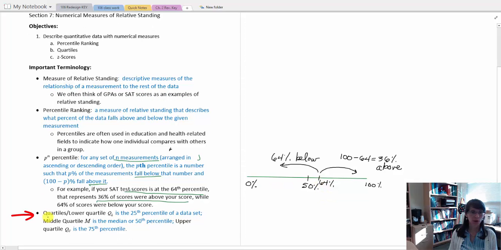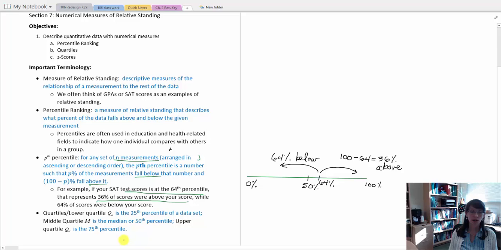Looking at quartiles for our measurements, we have the lower quartile and the upper quartile, and the middle quartile is known as the median. The lower quartile is represented as Q sub L, and that is the 25th percentile of the data set. The middle quartile, M, is our median, that's the 50th percentile, and the upper quartile is represented with Q sub U, that is the 75th percentile.